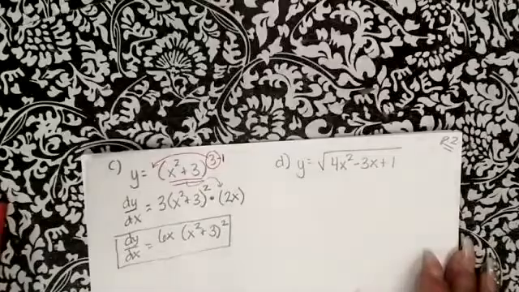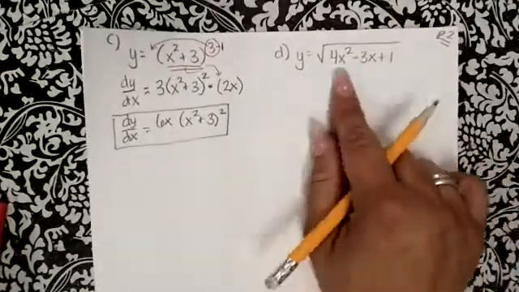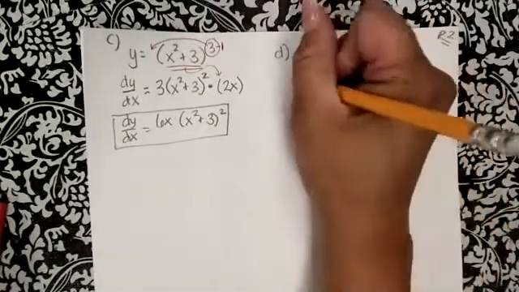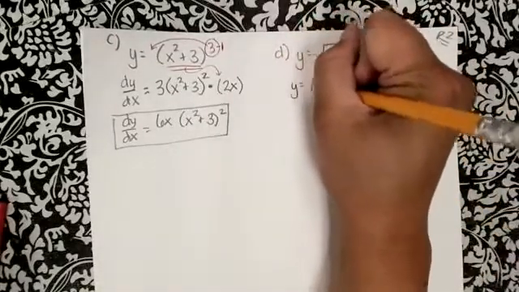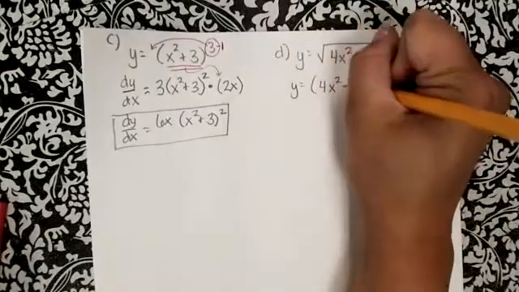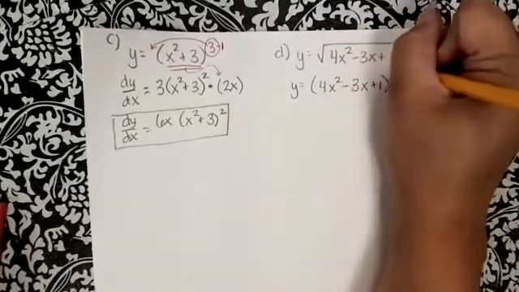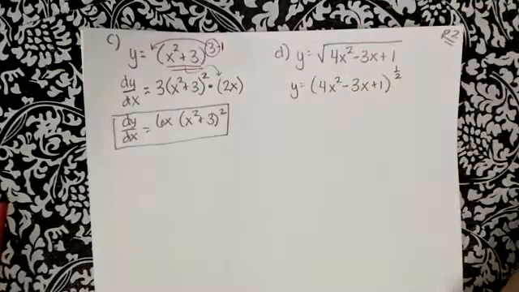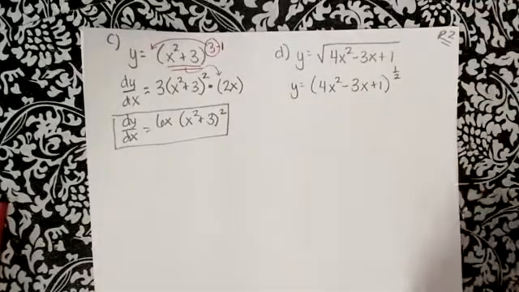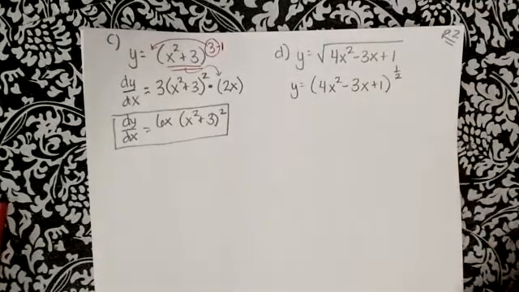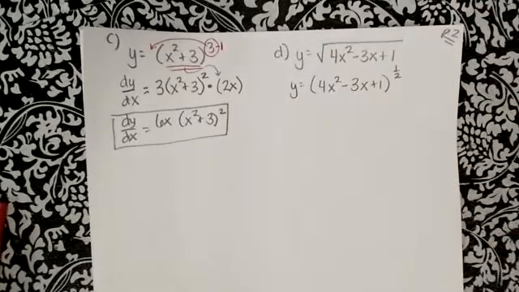On D, I'm going to go ahead and rewrite this. This is the same as saying y equals 4x squared minus 3x plus 1 raised to the 1/2 power. Go ahead and try to take the derivative here. Press pause and take the derivative here.